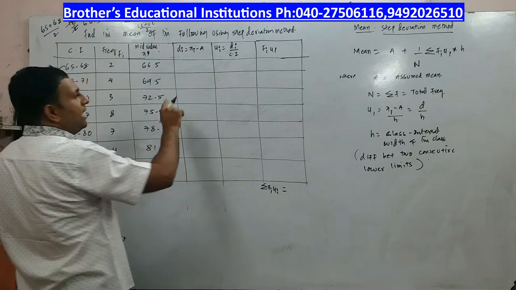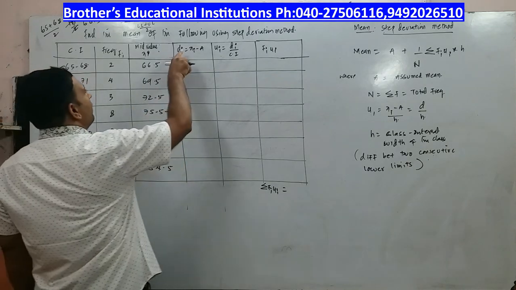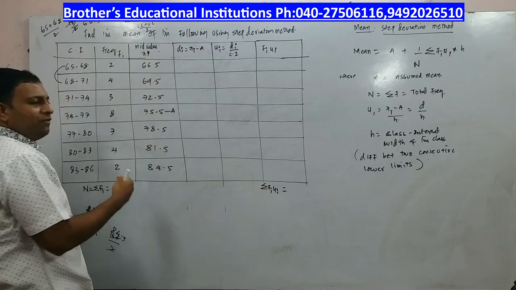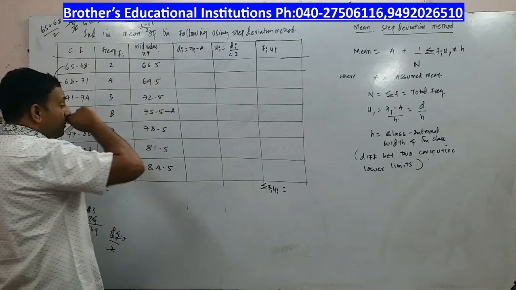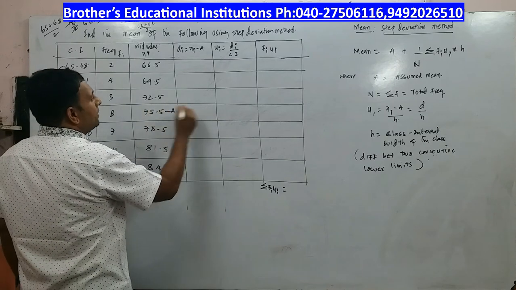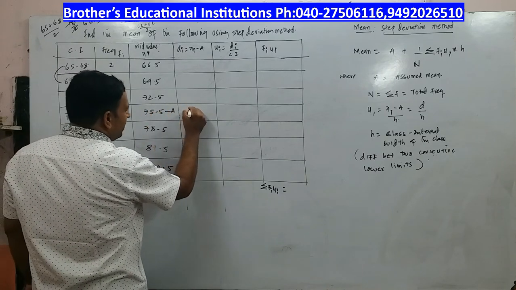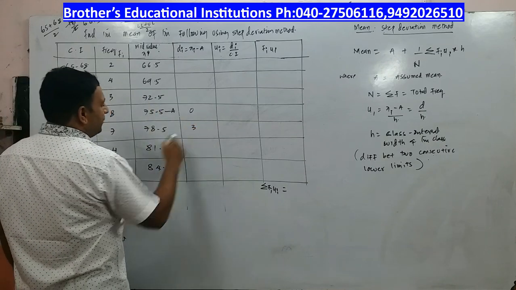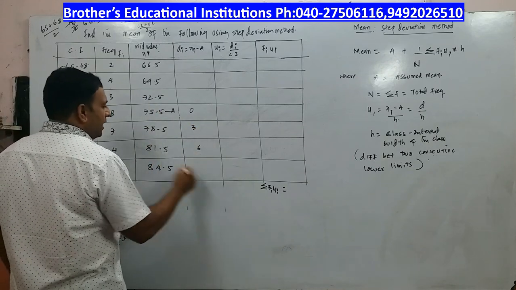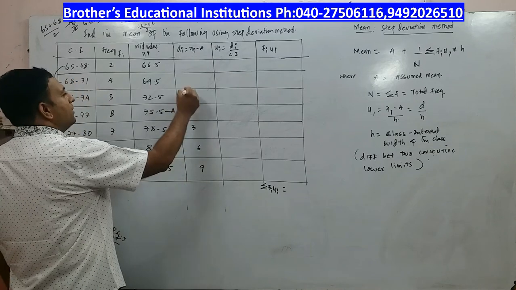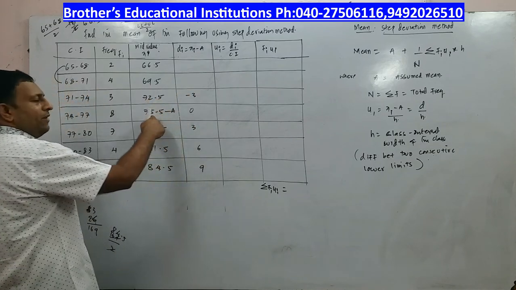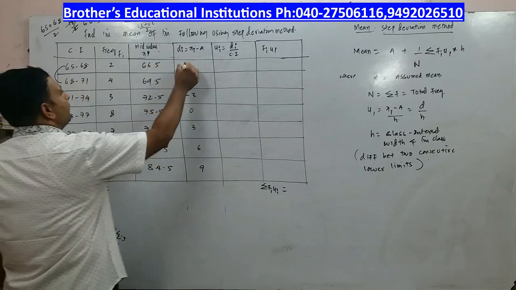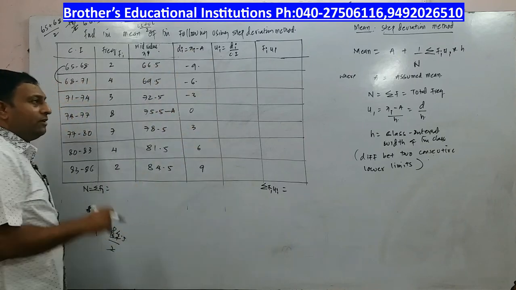If I assume this as A, in the assumed mean method, you calculate the deviation, di, which is 66.5 minus 75.5, or 72.5 minus 75.5. Now, 75.5 minus 75.5 is 0. Here, 78.5 minus 75.5 is 3. Here, the difference is 6. Here, the difference is 9. Here the difference is minus 3, 72 minus 75, minus 3; 69 minus 75, minus 6; 66 minus 75, minus 9. So you have calculated the deviation.